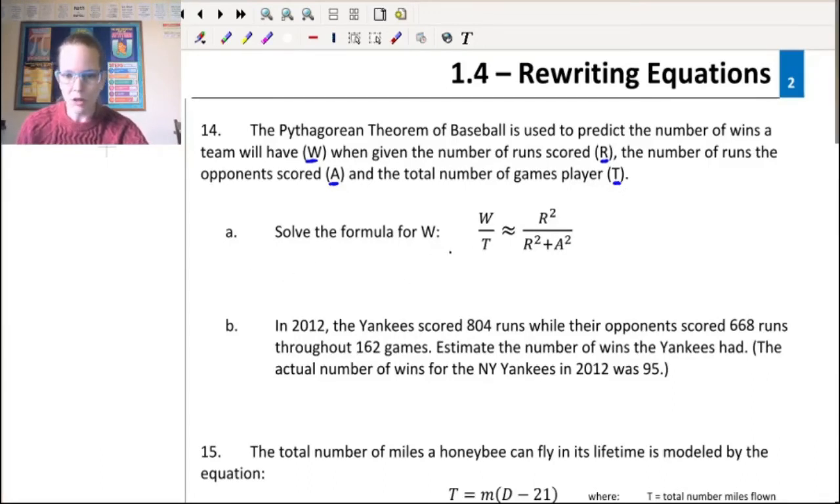So we're going to solve the formula for W. We have W over T is approximately equal to R squared over R squared plus A squared, and we want to solve it for W. Not too tricky, because the only thing on the same side with the W is the T, so we're going to multiply both sides by T.